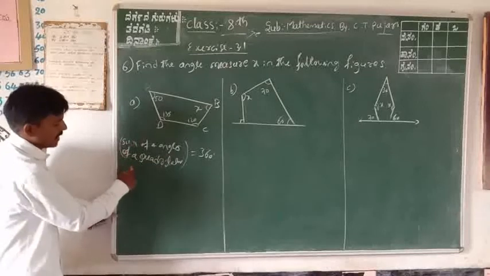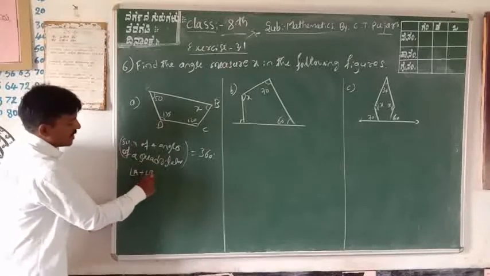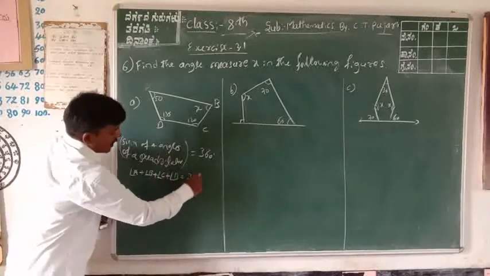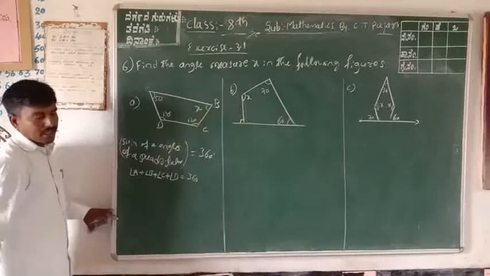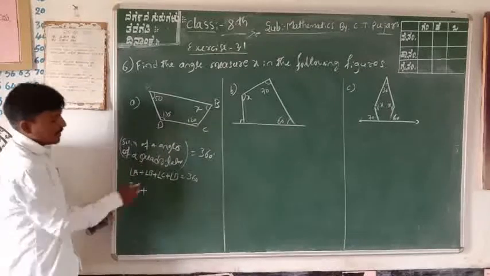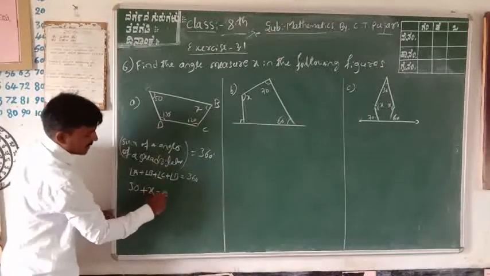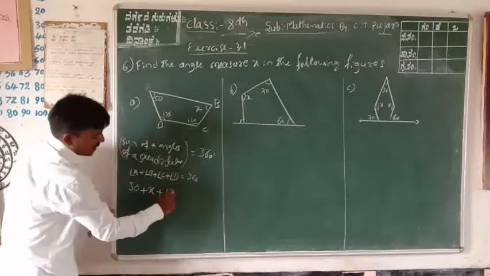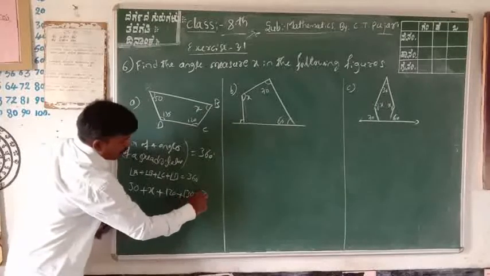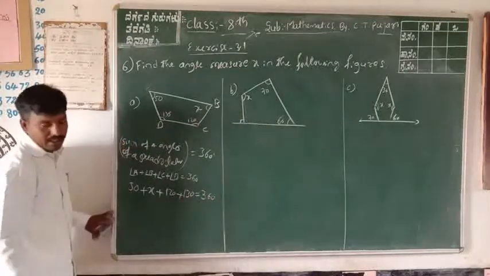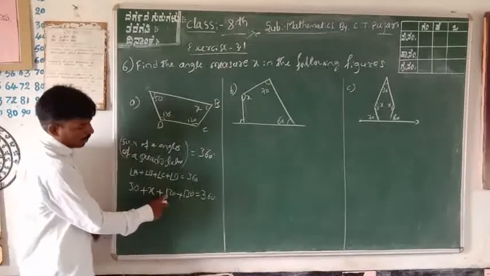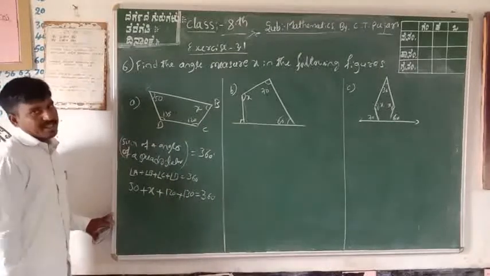Angle A plus angle B plus angle C plus angle D is equal to 360 degrees. Next, substitute the values. Angle A is 50, plus angle D is x, plus angle C is 120, plus angle B is 130, equal to 360. Next, addition of all these angles: 50 plus 120 plus 130 is 300.